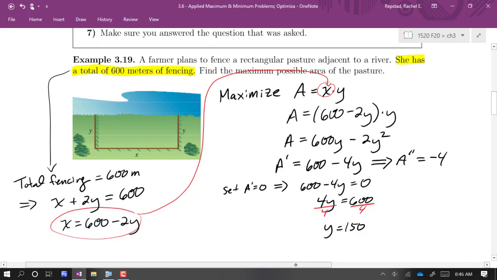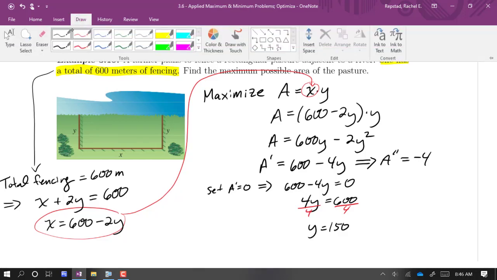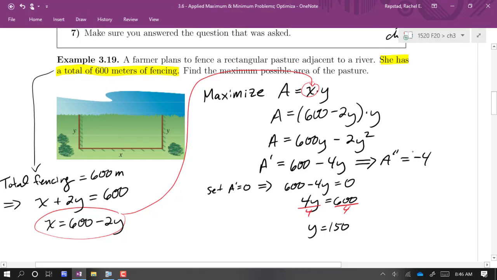So look, what this means is that the second derivative is always negative. So that means that A is always concave down. And that means that what we found, if it's always concave down, certainly it's concave down when y is 150. So we have found that y equals 150 gives a max. So this is the value that we're interested in.